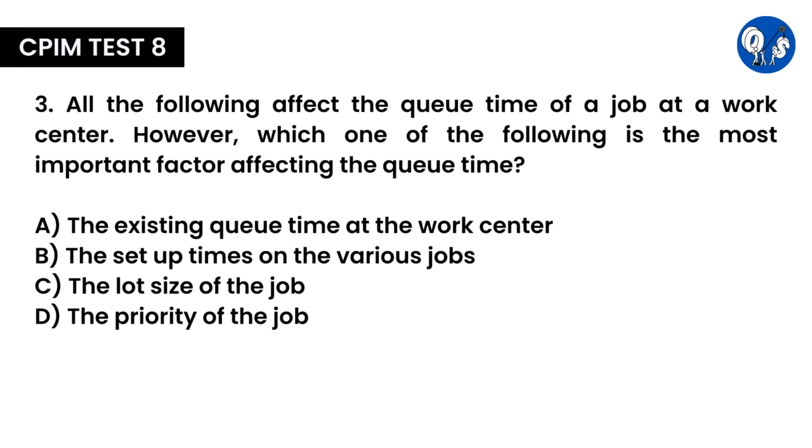The priority of the job is the most important factor affecting the queue time at a work center. The queue time will be eliminated if the priority of the job is high enough to bypass all the other jobs waiting for the work center. For example, if the president of the company says to make one particular job the next.